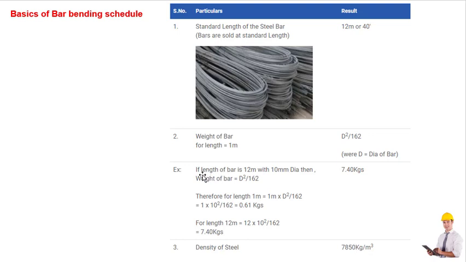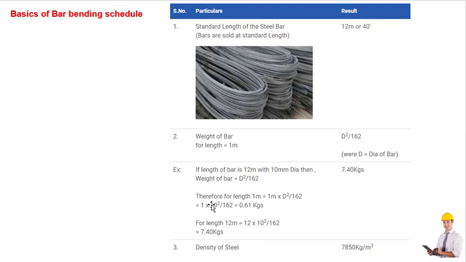Let's consider an example. We are given a bar which has a length of 12 meter, and the diameter of that bar is 10 millimeters, a 10 bar, and its length is 12 meter. We need to find the weight of the bar. Got it? So for the weight of the bar, we have the formula d squared divided by 162, right? We already have the diameter of the bar, which is 10. We need to put the 10 in place of d. By solving it, we will get 0.61 kgs.